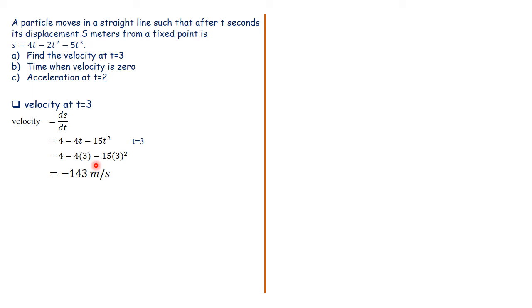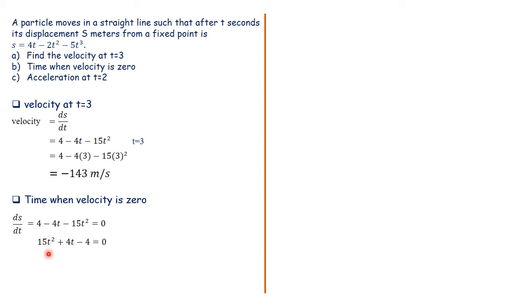We go to the next part. The question is: find the time when velocity was 0. So when was velocity 0? That's the point where this function equals 0. So the change in displacement with change in time, which is velocity, equals 0, and therefore this function equals 0. Again, it's not arranged in the standard order, so I thought I should arrange that.